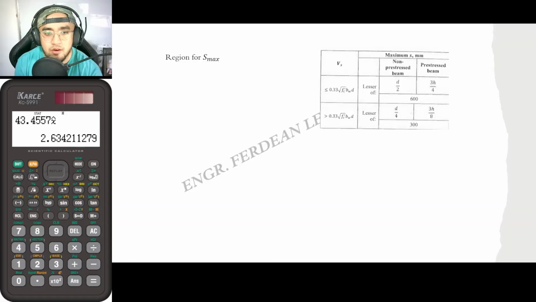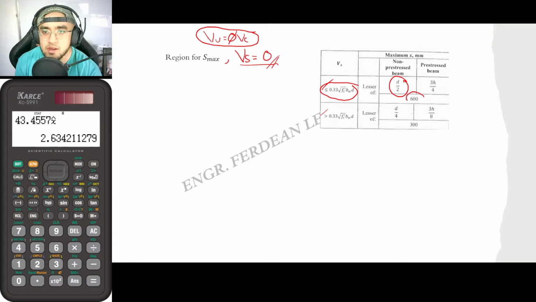Which of these will we be using? This one or this one? Again, in our region, Vs is equal to 0. So this is at phi Vc, or Vu is equal to phi Vc. So at Vu equal to phi Vc, Vs is equal to 0. Since Vs is equal to 0, it falls in this category, and from that we will either choose d over 2 or 600. For d over 2, this is equal to 425 over 2.